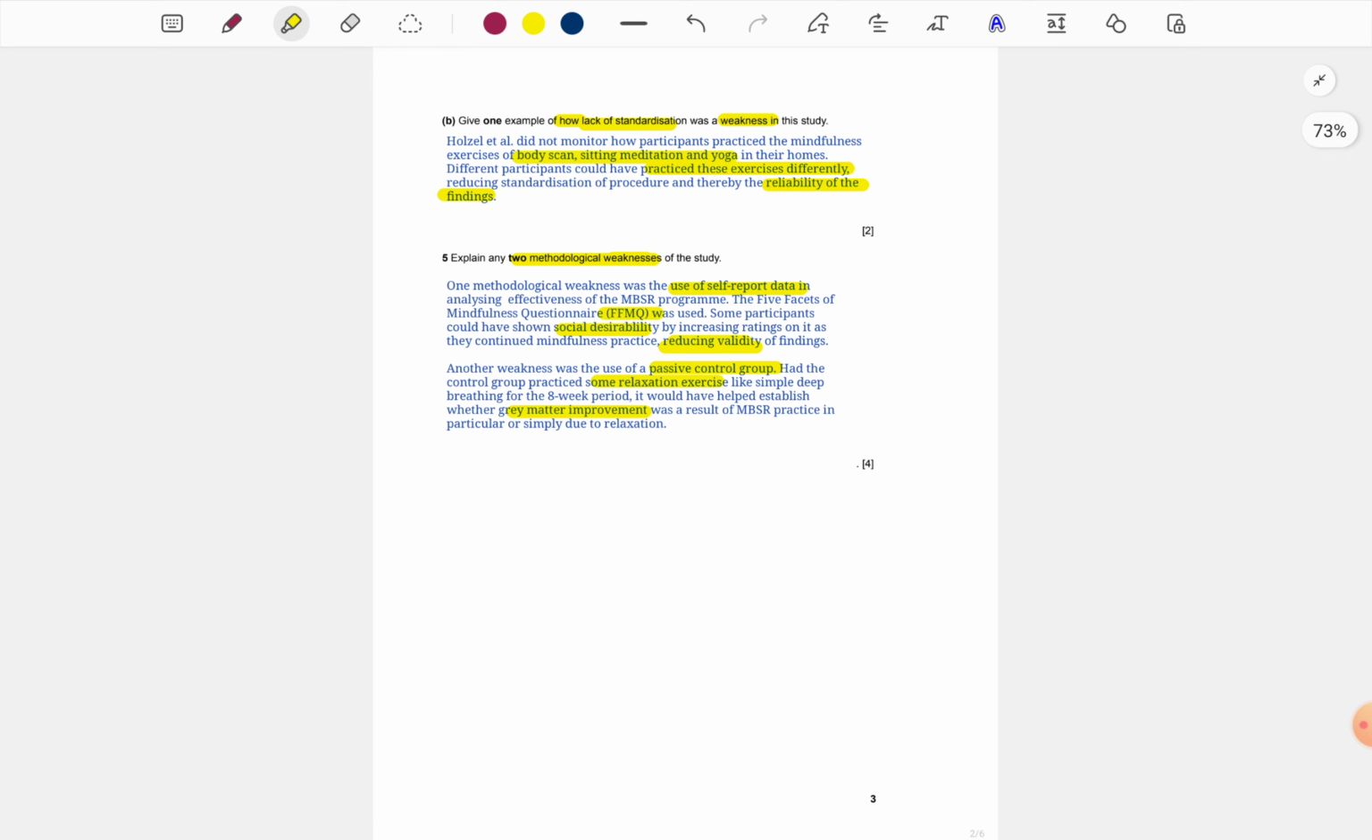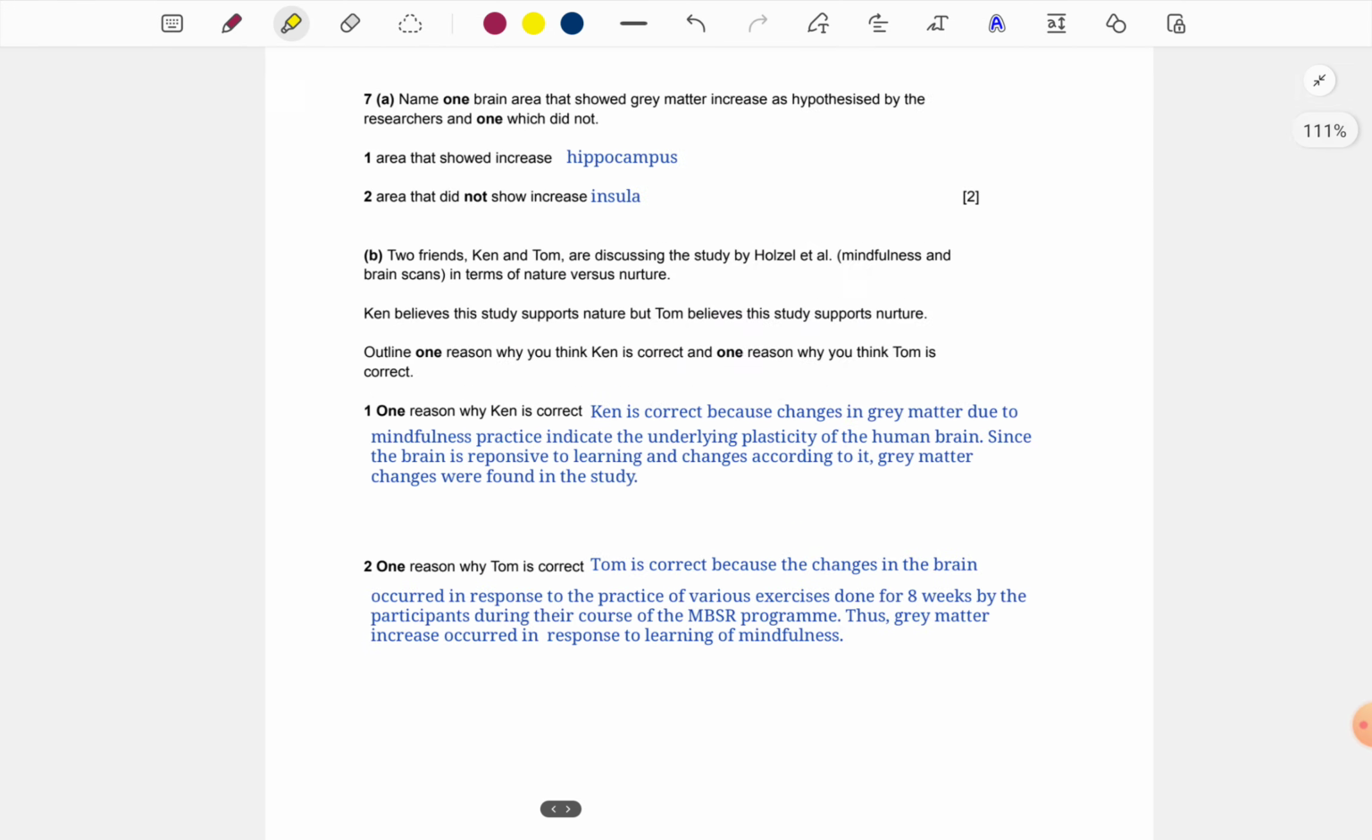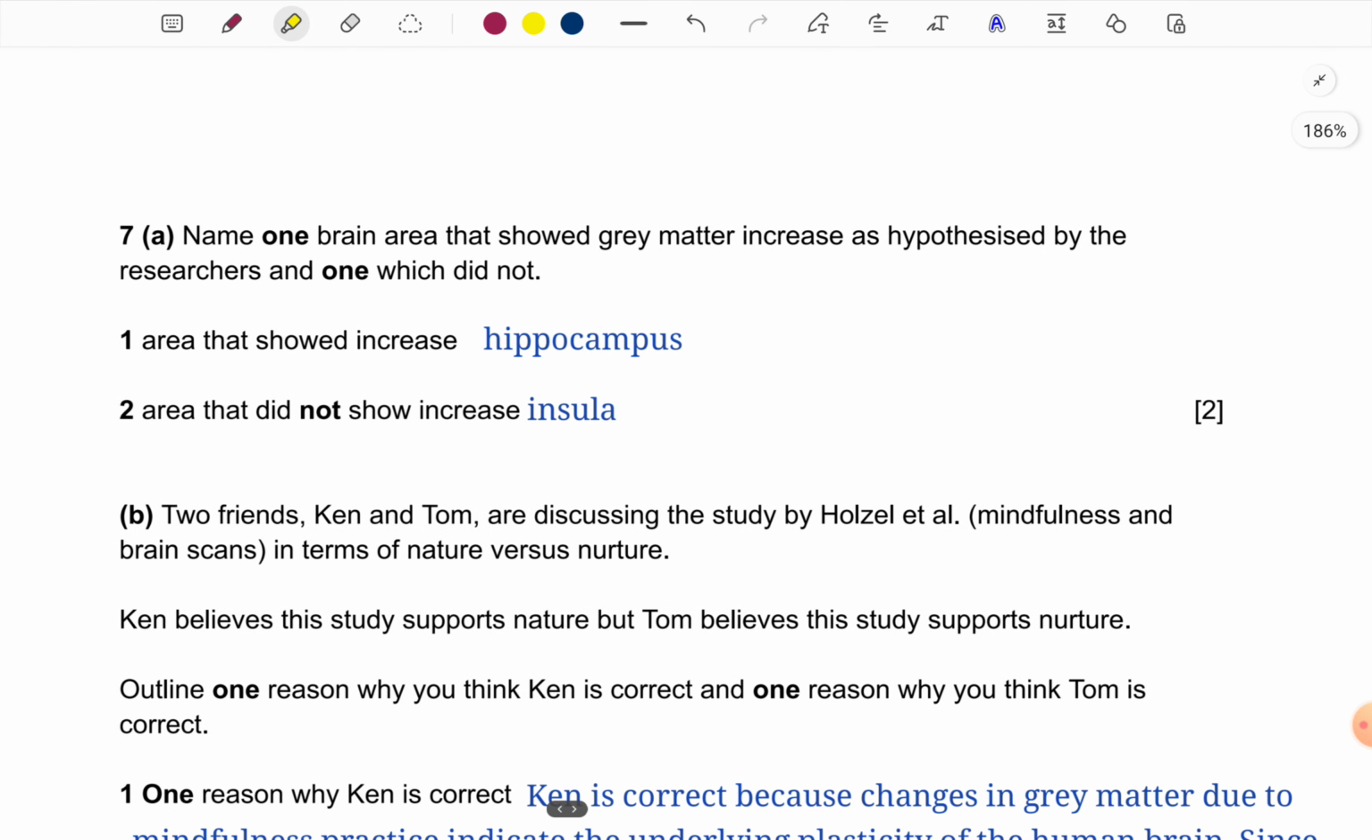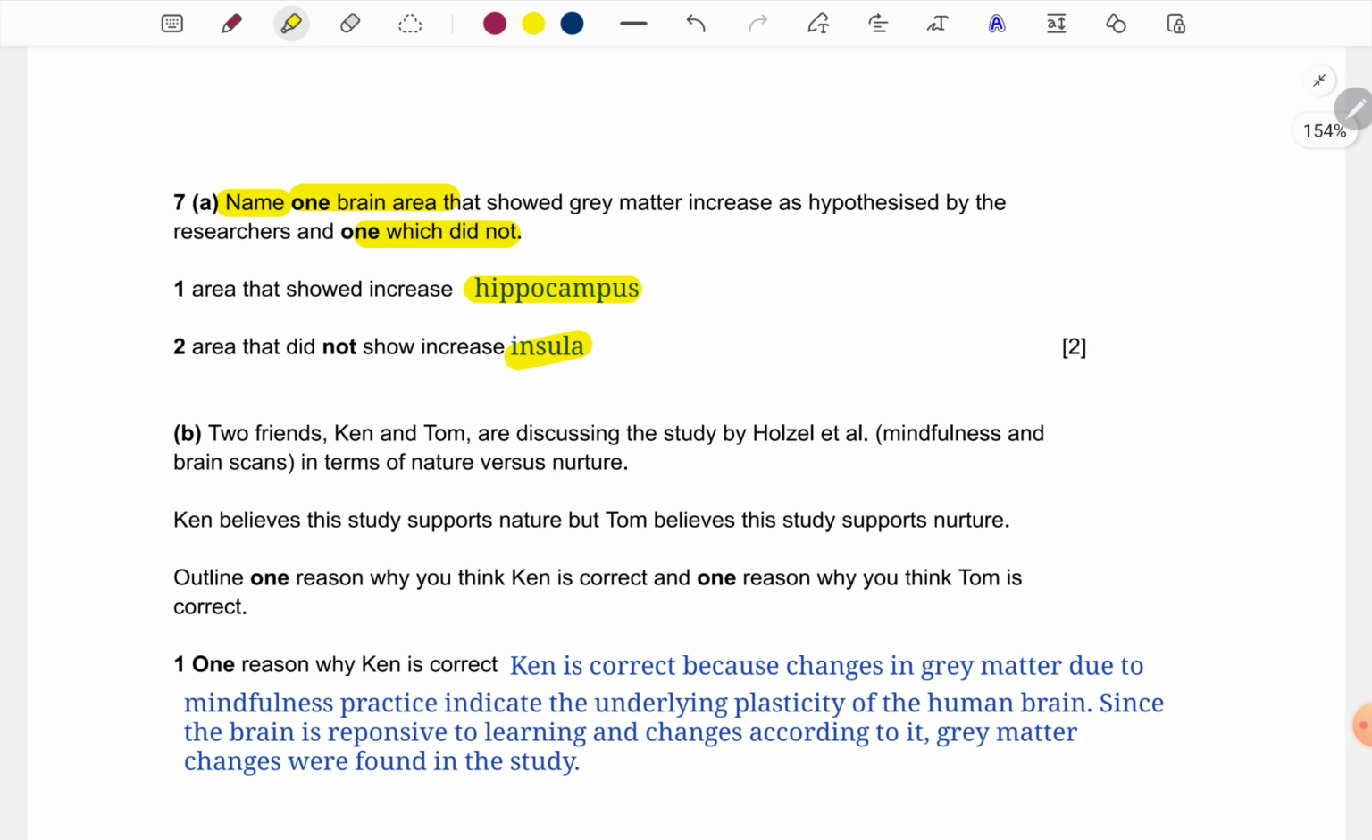Okay, so these were some evaluative questions. I'm definitely not going through the whole worksheet. I'm going through selected answers just to see a variety of different types. So again, there is a descriptive question. Name one brain area that showed gray matter increase as hypothesized by researchers and one area which did not. The area that did show increase was hippocampus. Here they've just asked name, so we just have to write that. And the one which did not show was insula. So as simple as that.